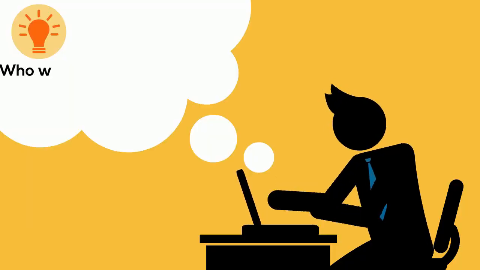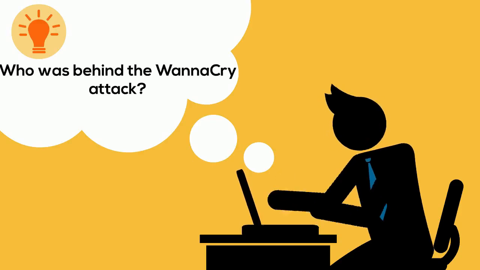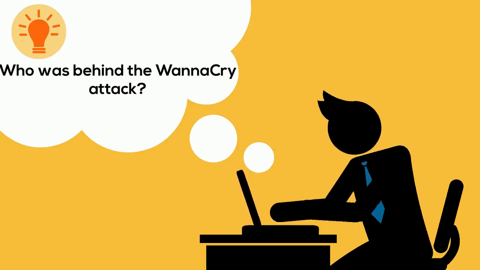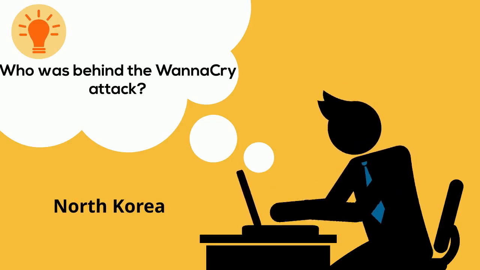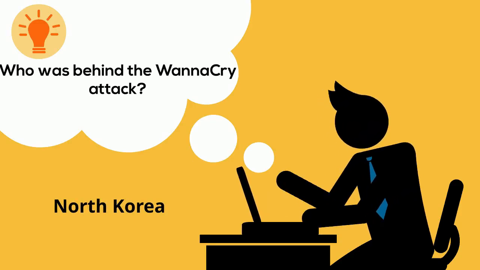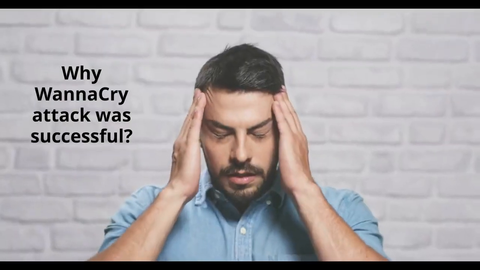Who is behind the WannaCry attack? On December 18, 2017, the United States government formally announced that it publicly considers North Korea to be the main culprit behind the WannaCry attack. Eternal Blue was stolen and leaked by a group called the Shadow Brokers at least a year prior to the attack. Why was the WannaCry attack successful?